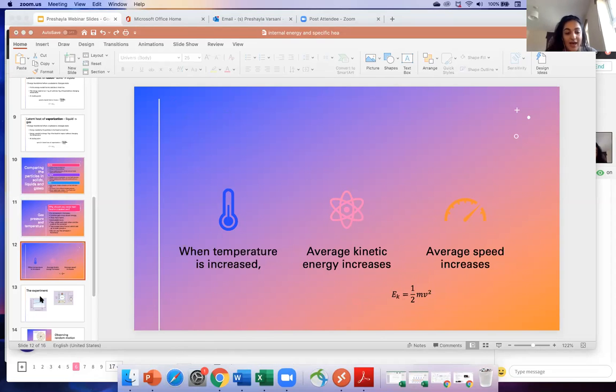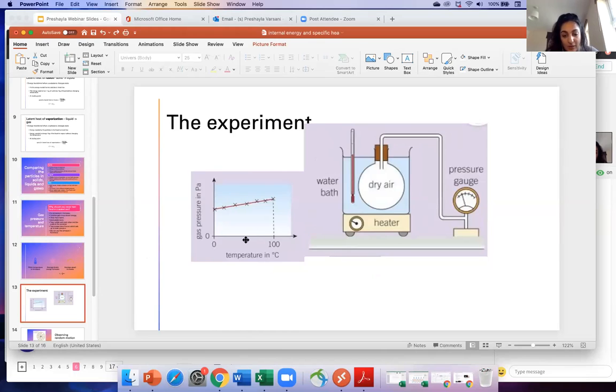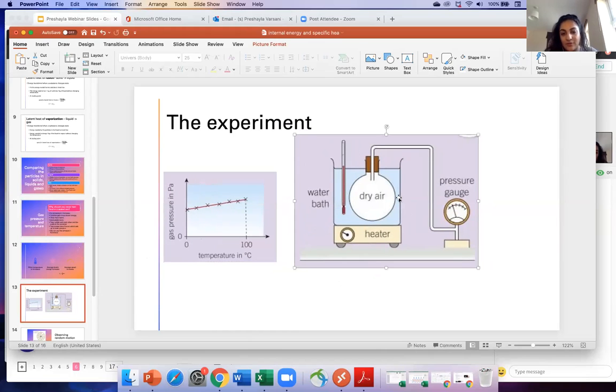Okay, so there is an experiment which relates pressure and temperature, which we can do. So in this diagram, you will be able to see that we have a water bath and a sort of spherical container, a funnel shape, with a thermometer in and a heater which is connected to the water bath. This tube is then connected to a pressure gauge. The pressure gauge simply tells us how much pressure is in this container.